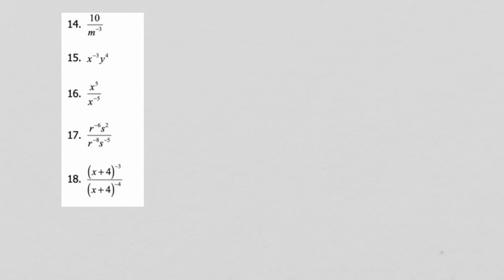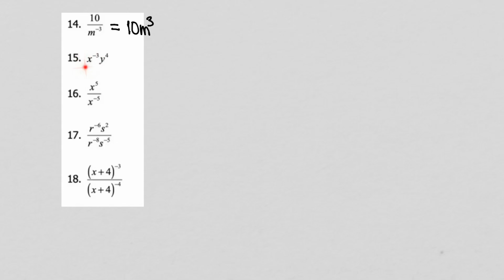We want to write these problems so that no negative exponents appear, only positive exponents. So in 14, we're going to use this rule where we can move a base up and down if we just change the sign of the exponent. So we're going to move the m up and change the exponent to a positive 3. So we're going to get 10m to the positive 3.